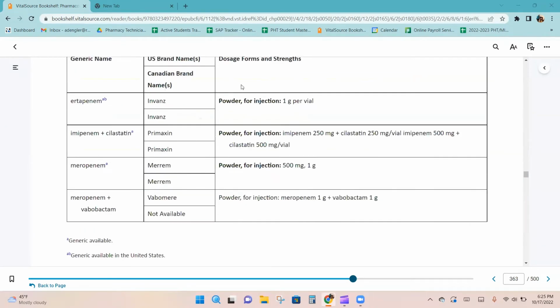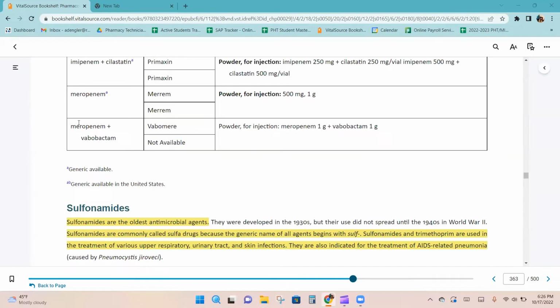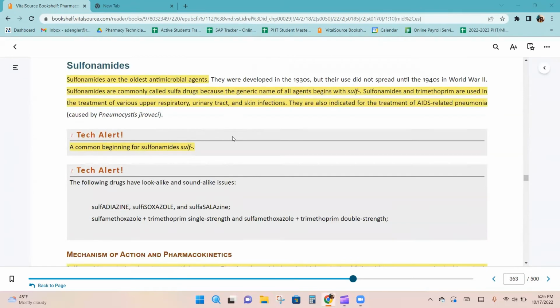Carbapenems, we have all of these drugs: meropenem, ertapenem, meropenem and vabobactam, Vabomere. Sulfonamides are the oldest antimicrobial agents. They're commonly called sulfa drugs because the generic name of all agents begins with sulf.